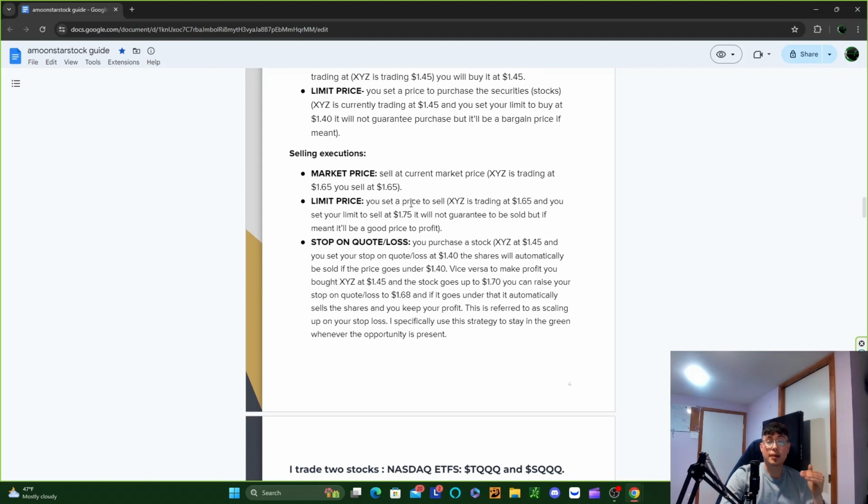Same thing. If you want to sell at market price, you're going to sell at the current price XYZ stock is trading at. It is trading at $1.65. Boom. Market sell. Boom, $1.65 instantly. Limit price.